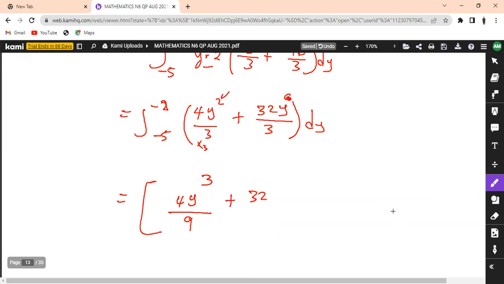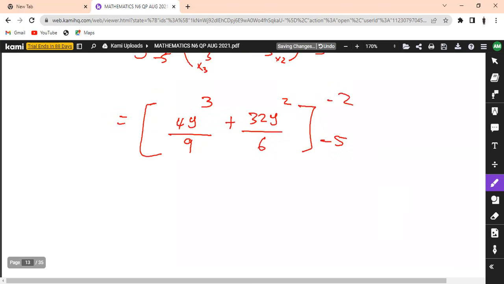If we add, it's going to be 32 y squared over, if you multiply by 2 here, because it's now y squared, 6. Okay, so you can reduce this. Yes, it's fine. You can actually reduce this, or you can just substitute your values because you've got the value of y, the maximum value, which is -2 here.